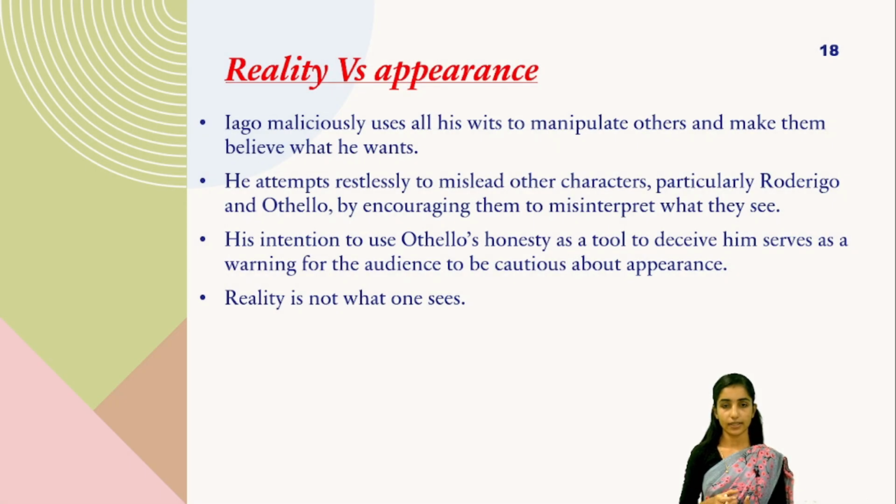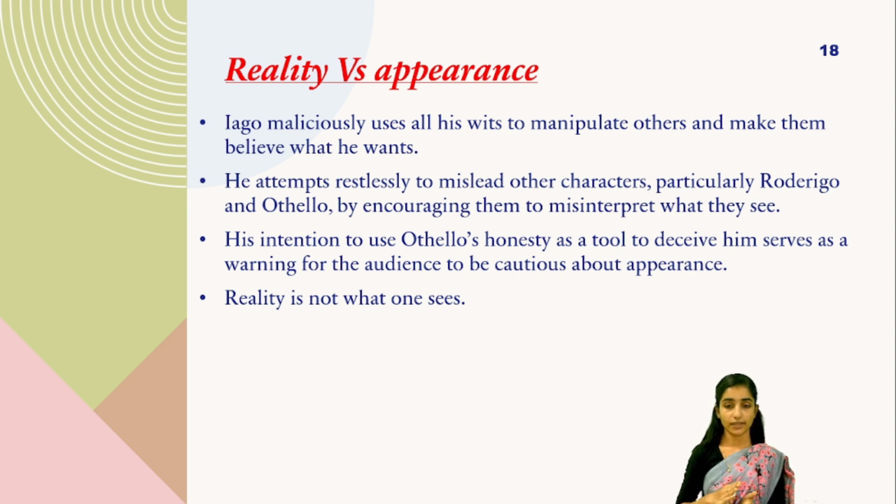The next one is reality versus appearance. Iago maliciously uses all his words to manipulate others, that is Othello, Rodrigo, Cassio, and Emilia, to make them believe his words completely, and believe whatever he wants to achieve in his life. He attempts restlessly to mislead other characters, particularly Rodrigo and Othello, by encouraging them to misinterpret whatever he is telling. His use of Othello's honesty as a tool to deceive him serves as a warning for the audience to be cautious about appearance.